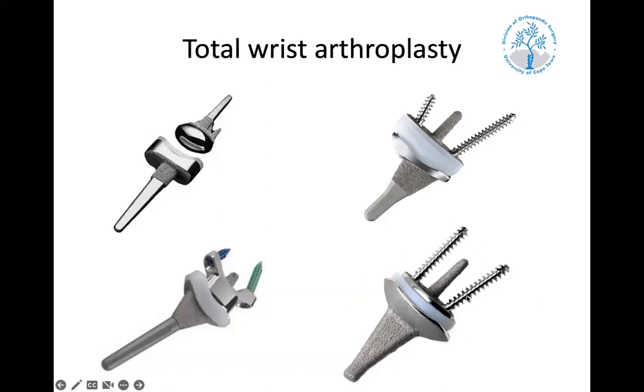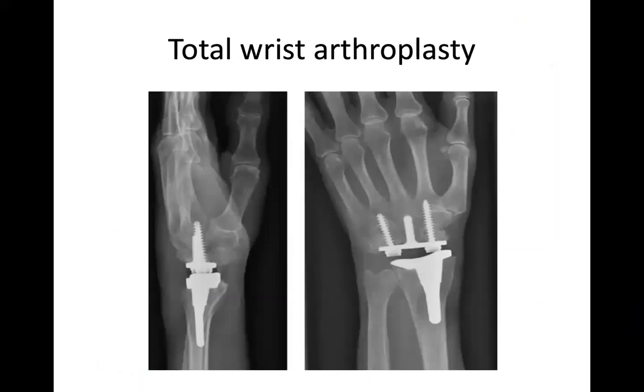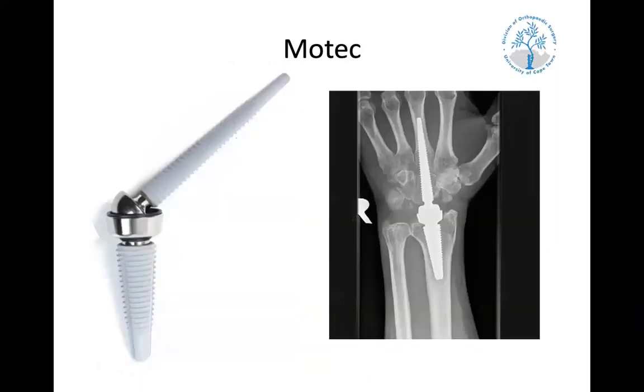You can see all of these have got an ellipsoid articulation, trying to sort of mimic the distal radius and the carpal row. But yeah, always the distal part is the one that fails. It loosens in the carpus. So we're still looking for the best implant. We use the Motec, and I think this is probably the best one out there at the moment.